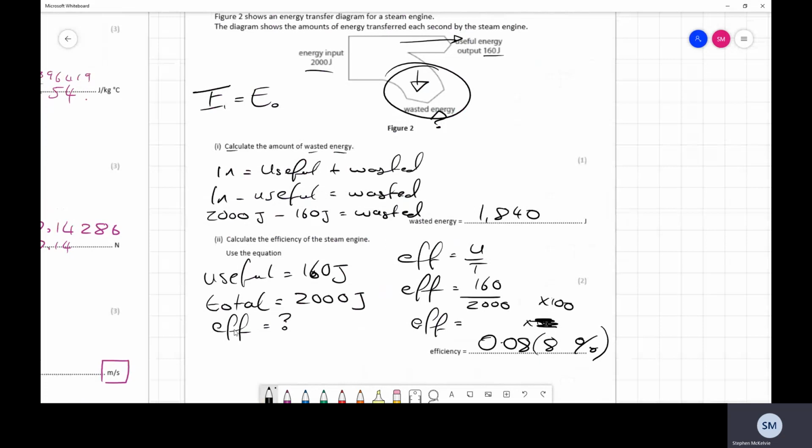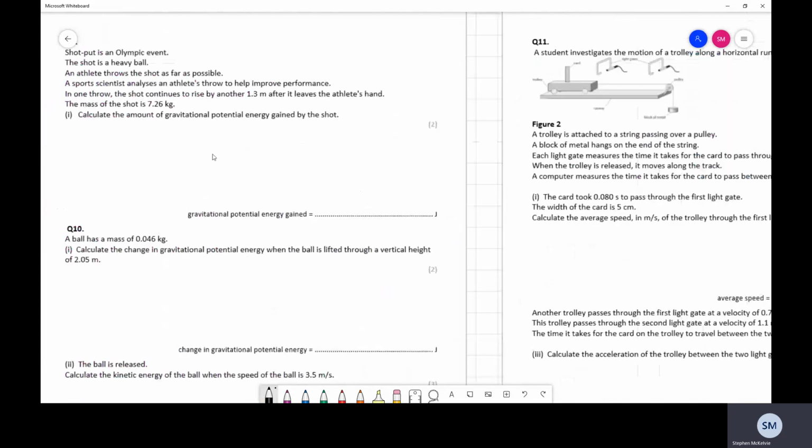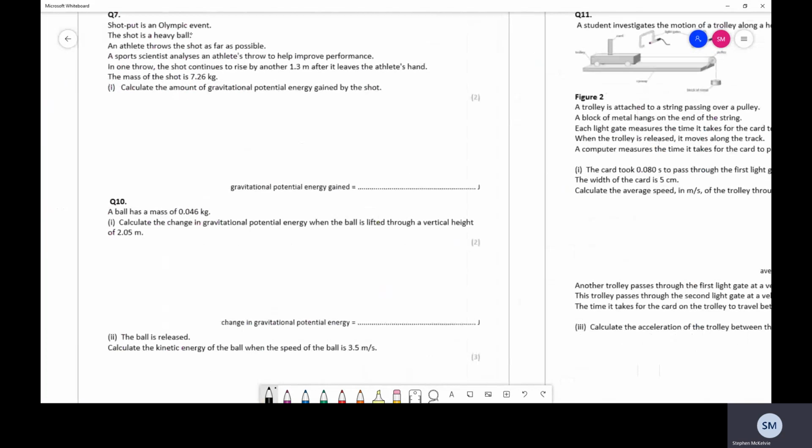Shot put is an Olympic event. A shot is a heavy ball. An athlete throws the shot as far as possible. A sports scientist analyzes an athlete's throw to help improve their performance. In one throw, the shot continues to rise by another 1.3 meters after it leaves the athlete's hand. The mass of the shot is 7.26 kilograms. Calculate the amount of gravitational potential energy gained by the shot.